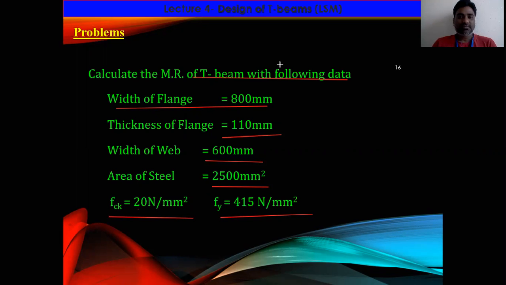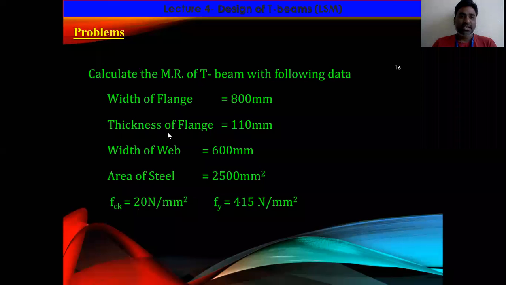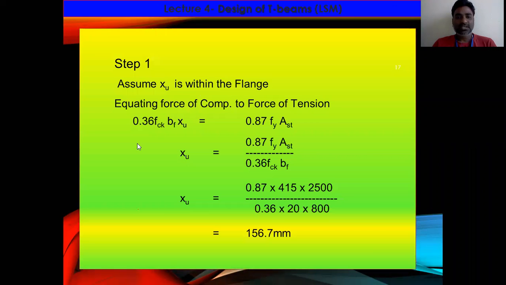So as we discussed, first write down the given data, and after that determine the depth of neutral axis. Before starting the problem, we don't know where the depth of neutral axis is placed. So for that, first assume the depth of neutral axis is within the flange or within the web, and accordingly you can use the corresponding formula to determine the depth of neutral axis. So here I am assuming that the depth of neutral axis is within the flange.